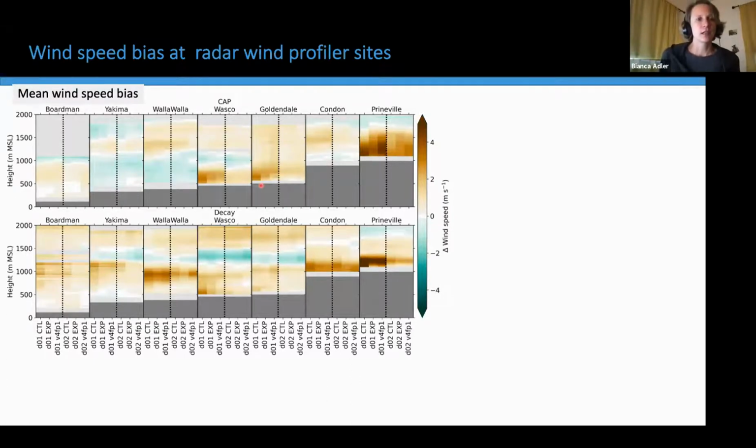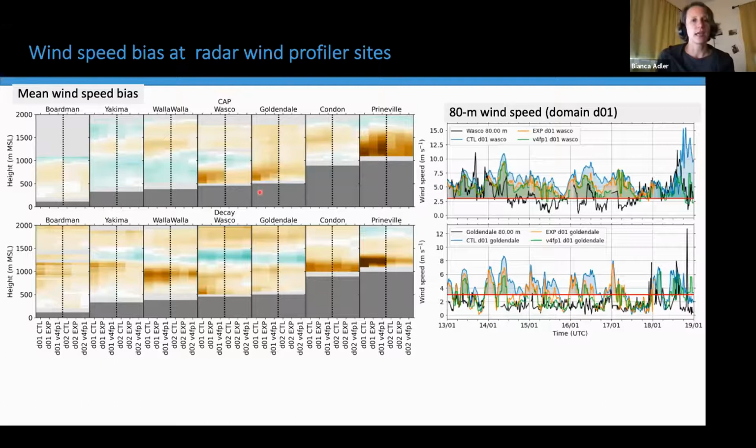So we see here at Wasco and Golden Dale that we have the positive wind speed bias in the lower few hundred meters. And this is also present at 80 meters. So it has implications for the wind energy forecast.